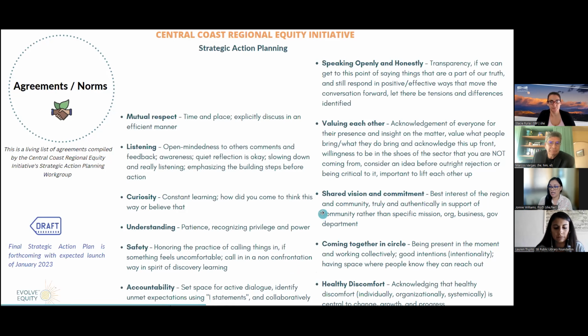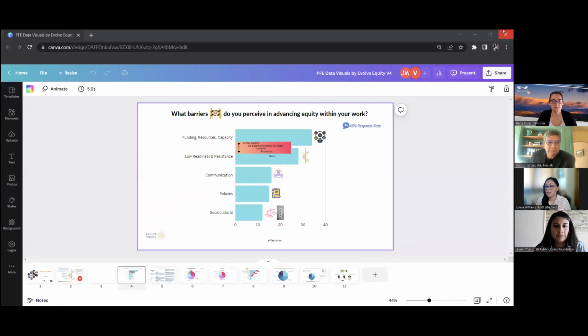I wanted to highlight this bottom one, accountability, where we're setting space for active dialogue, identifying unmet needs using I statements, and then we are collaboratively, oops, sorry.